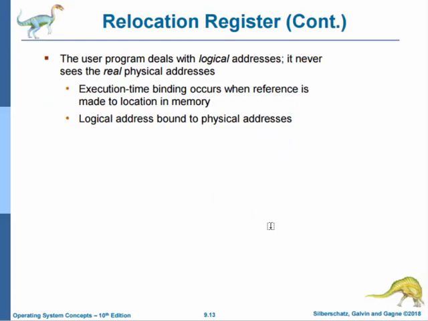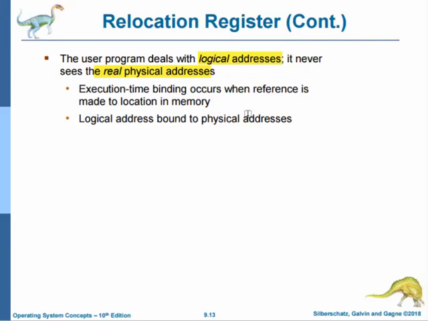So we now have two different types of addresses: the logical addresses, in the range of 0 to the maximum address, and what we call the real physical addresses. So we have the logical addresses from 0 to max, and the physical addresses in the range of, for example, R plus 0 to R plus max, for a base value of R.